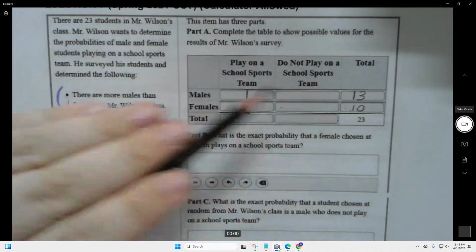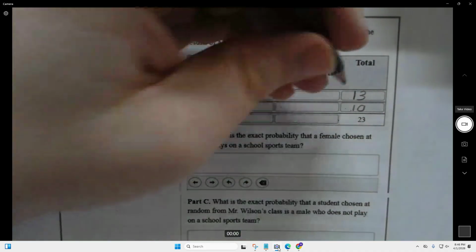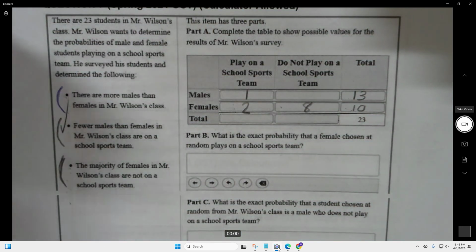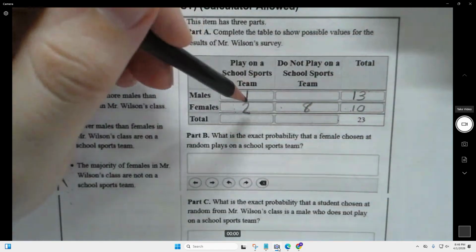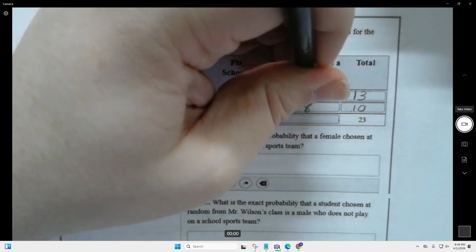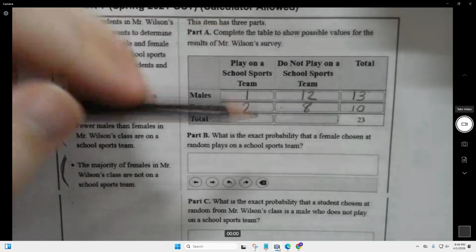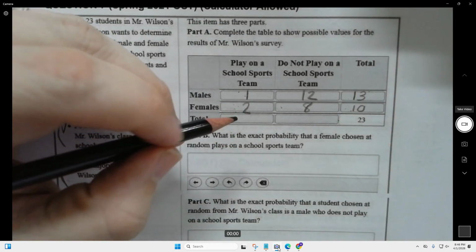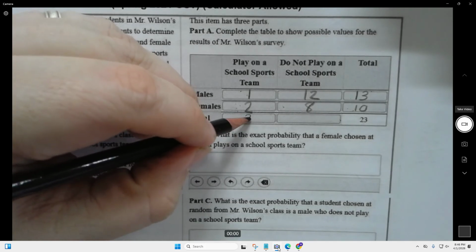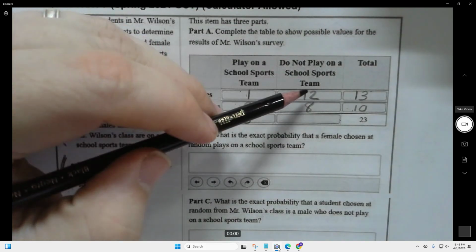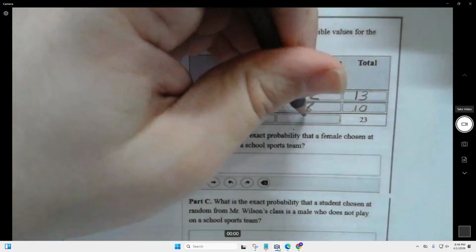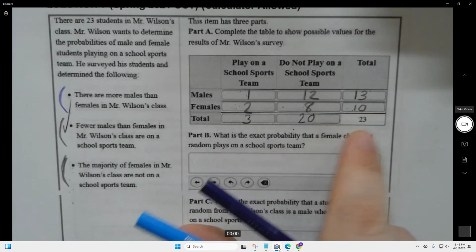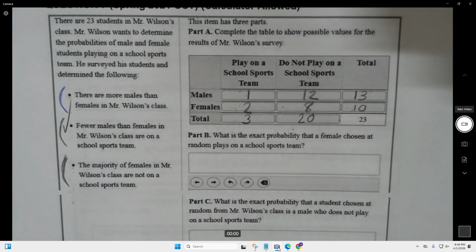We have 10 total females. 2 of them play on a sports team. That means 8 do not. We have 13 total males. 1 plays on a sports team, which means 12 do not. Then we have 1 male and 2 females that play on sports teams. That means 3 people total do. And 12 and 8 don't, which makes 20. And these both add up to 23, so you know you're good.